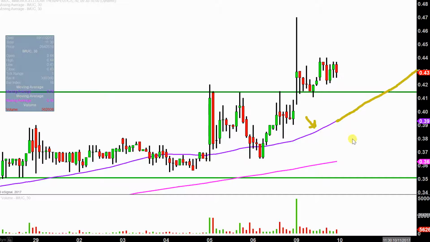So from a big picture perspective, as long as the price stays above that purple line, as the purple line itself increases, then the bulls are in full control, no questions asked.